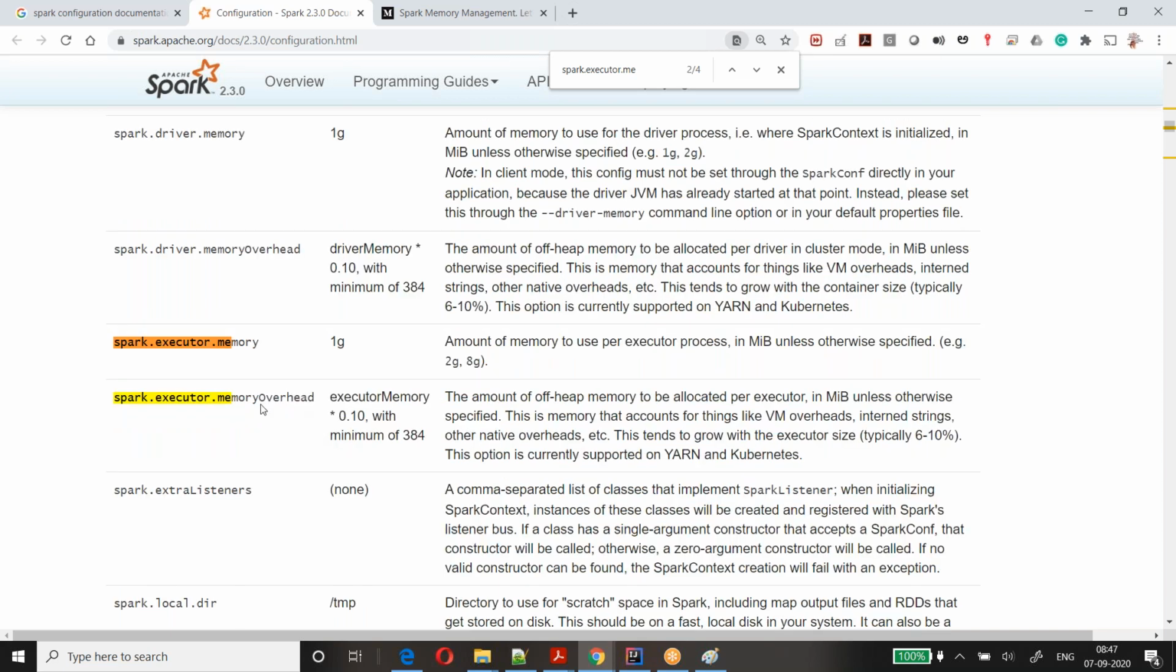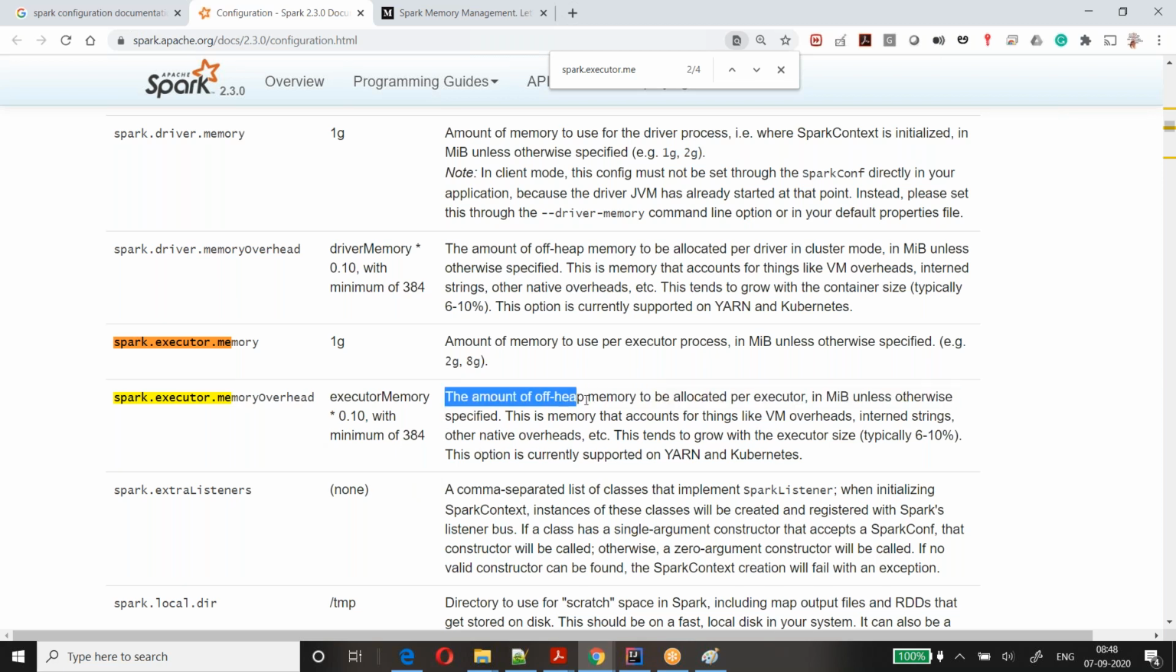Coming to executor overhead memory. Executor memory into 0.10 means 10% only, no? With the minimum of 384, whichever is bigger. Let's say if I have allocated 10 GB, in 10 GB, memory overhead will be 1 GB. Is 1 GB bigger or 384 bigger? 1 GB. So it will consider 1 GB.